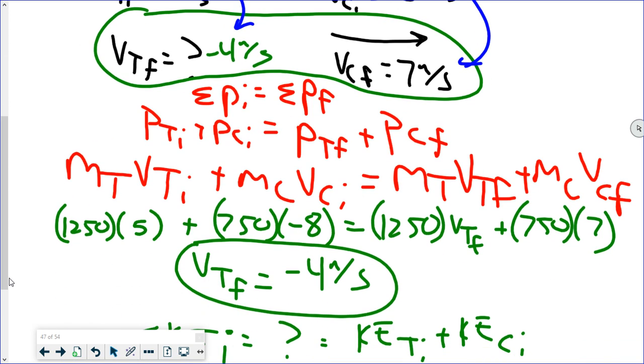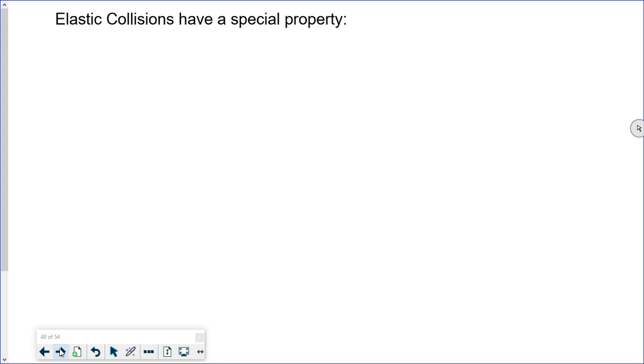This next thing is, however, new. It turns out there is something special about elastic collisions. They have a special property, and that property is as follows.